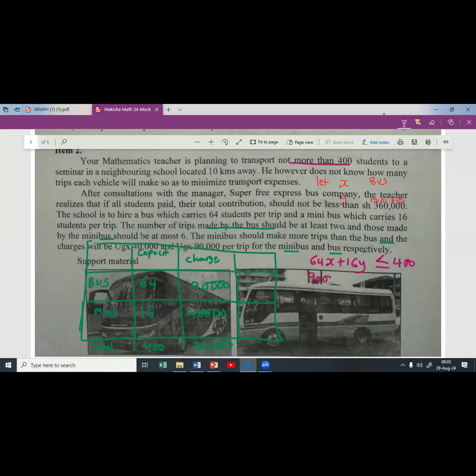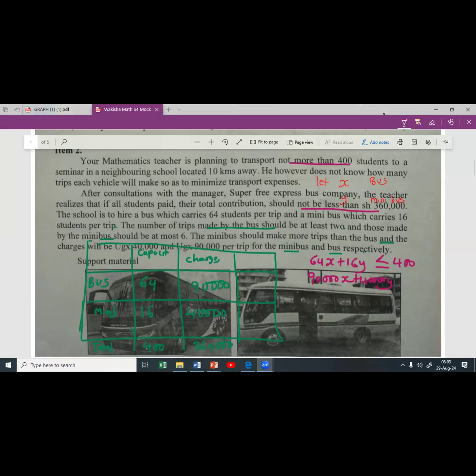This one charges 90,000 x plus 40,000 y. Then I ask, should not be less than 360. Should not be less than. Which inequality are we going to use? Let me check now.